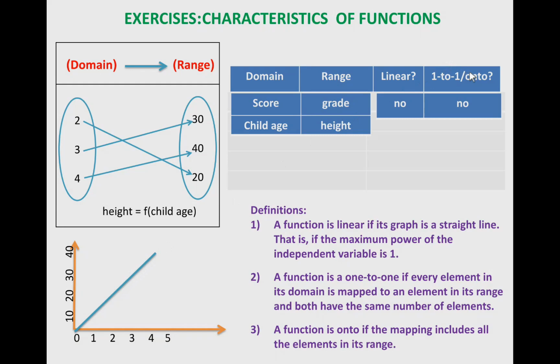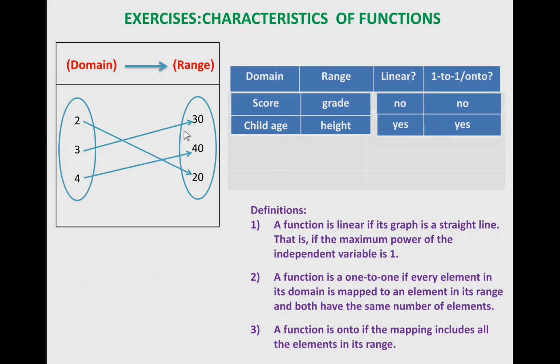Now, is the function one-to-one and onto? Yes, it is one-to-one because every element in the domain is mapped to a unique element in the range. And the number of elements is the same in the domain and range, so the function is onto. So our answer is that yes, the function is linear because it's a straight line, and yes, the function is one-to-one and onto because of the reason that we just explained.